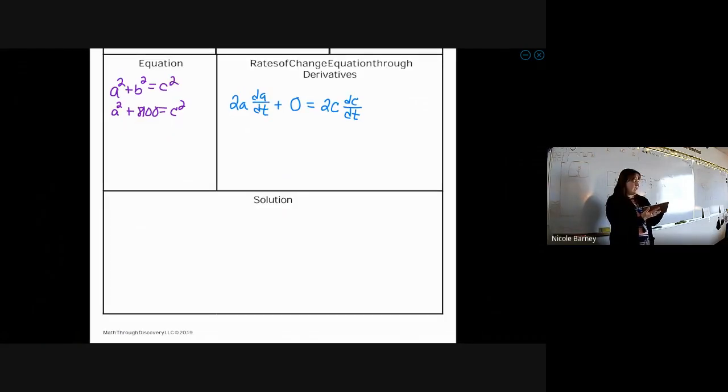So we know that A is 45. We know dA/dt, don't we? 25. Perfect. I don't know why I wrote that small. That's 25, plus 0 equals 2c dc/dt. So here's our problem. We just don't know c.